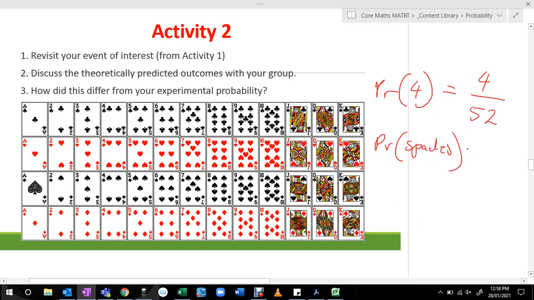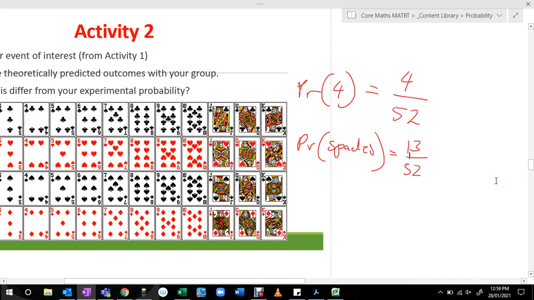You don't need to do the experiment because you can look at the actual outcomes here. What's the chance of you getting a spade, Eamon? Do you know how many spades there are in the deck? 13. Yeah, there's 13. So that means his chance of getting a spade is 13 out of 52.